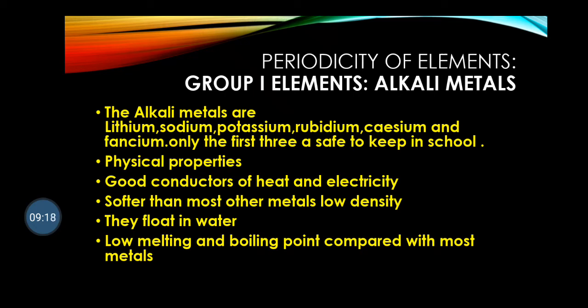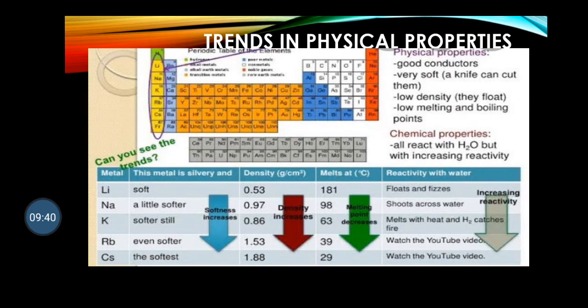So group 1 elements are alkali metals. These are very reactive metals. The physical properties of these elements are that they are good conductors of heat and electricity. They are softer than most other metals, and they float in water, with low melting and low boiling points compared to other metals. So you can see the reactivity trends of group 1 metals after talking about their physical properties: being good conductors, being soft, easily cut by a knife, having low density and low melting and boiling point.